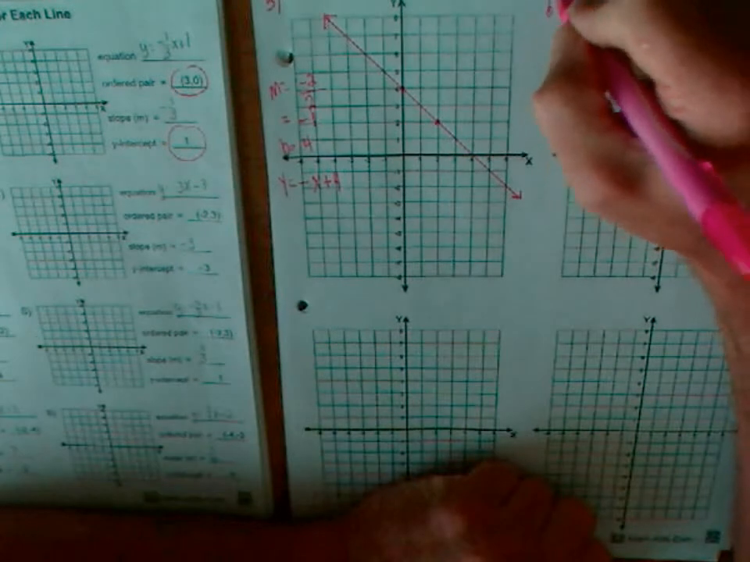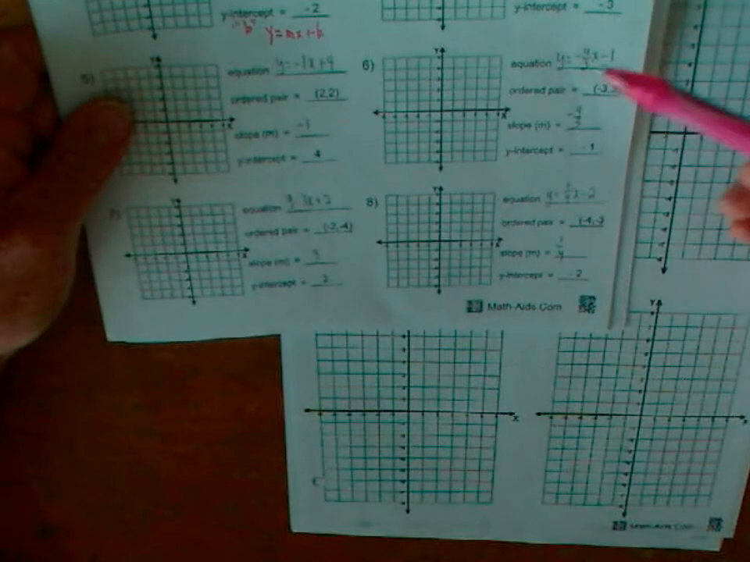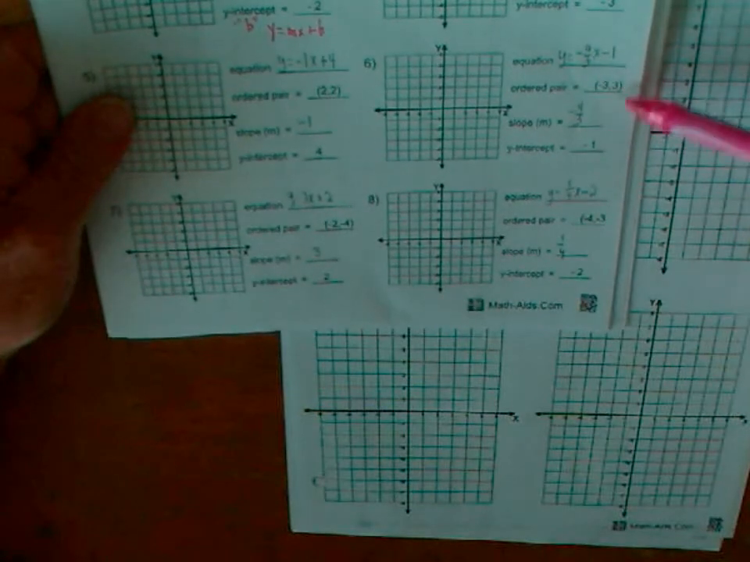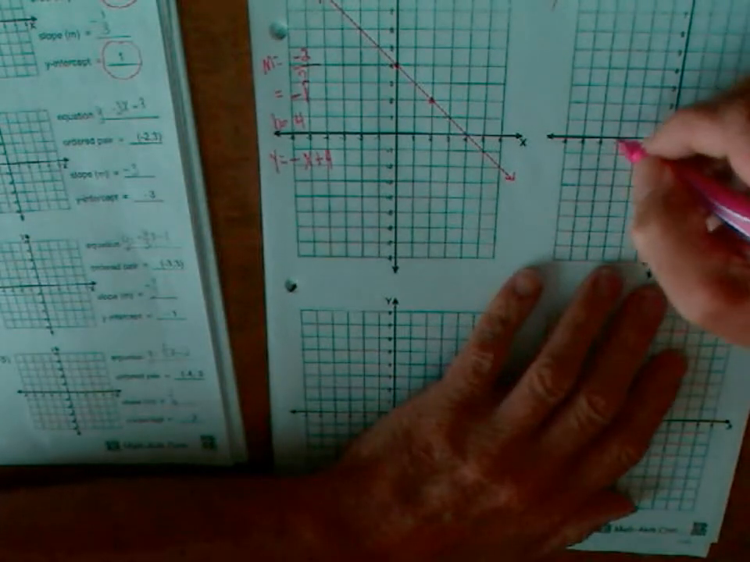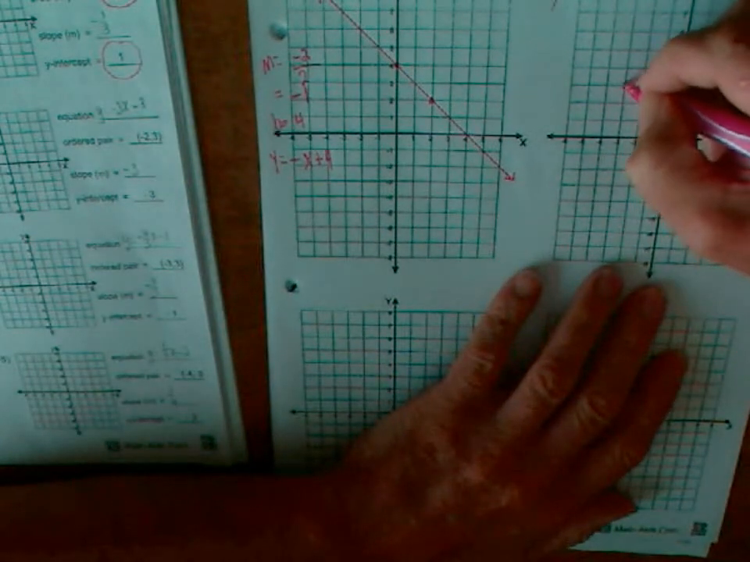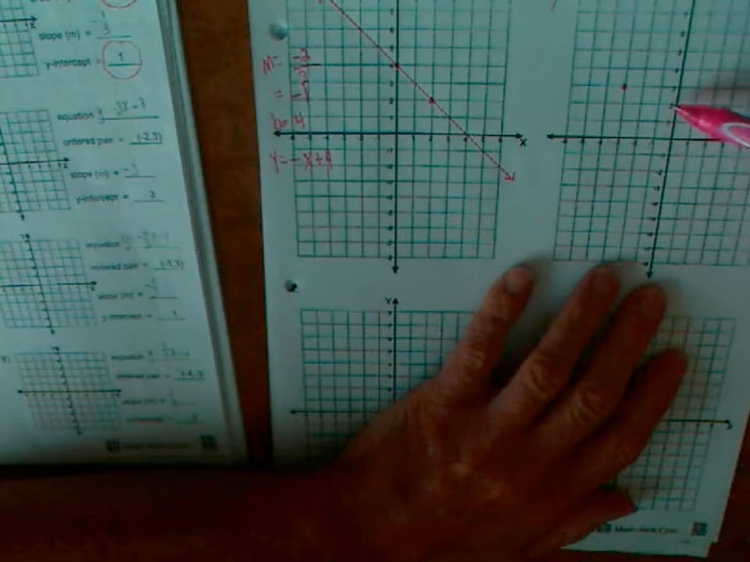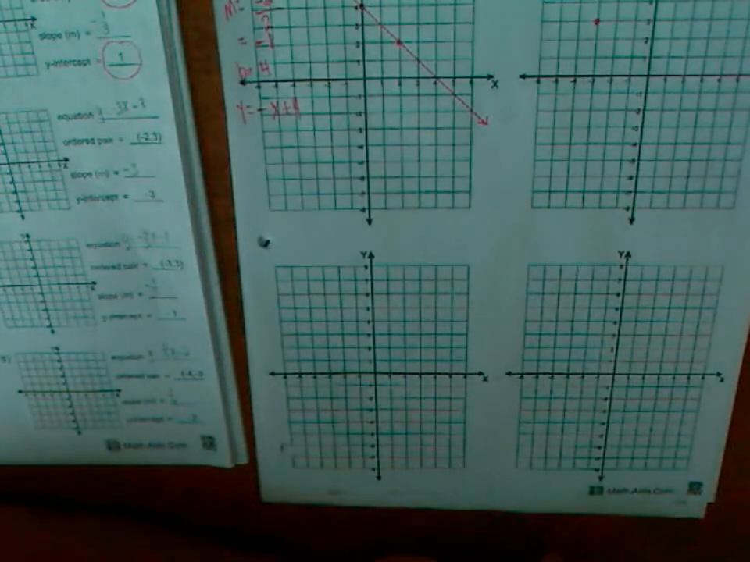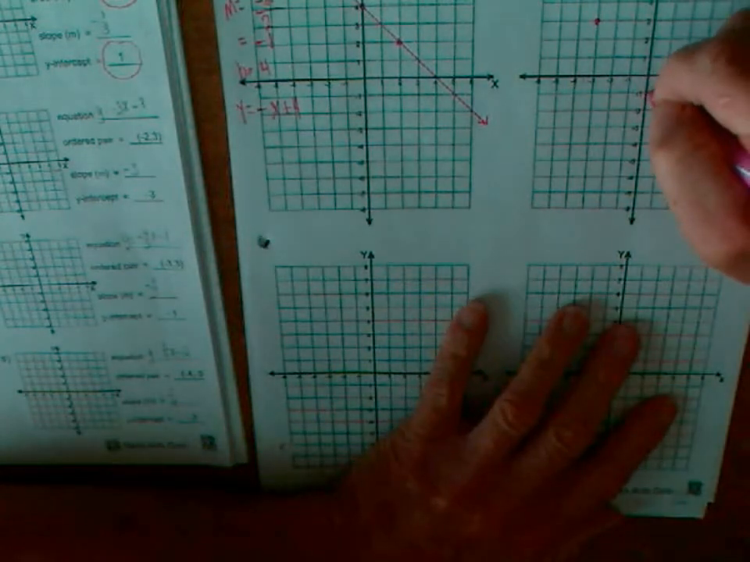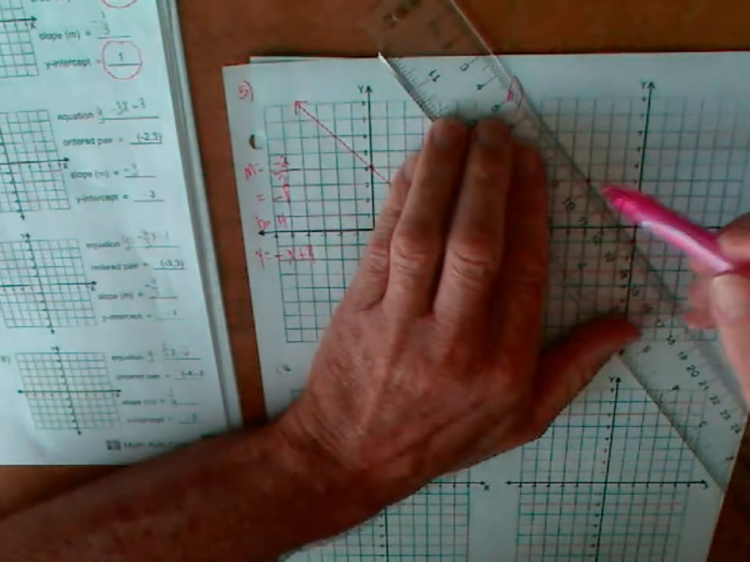Number 6. Okay, number 6. We need to find the location negative 3, 3, and our y-intercept is negative 1. So negative 3, positive 3. X is always first, and y is second. In this case, it's positive, so it's above the x-axis. And what was our negative 1? It's right there. So again, this is going to have a negative slope.